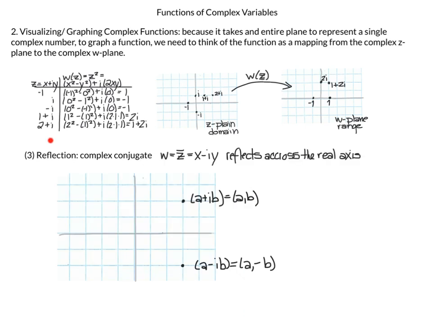And our last type of transformation is reflection, which is what happens when we take the complex conjugate. So the complex conjugate reflects across the real axis. And here's my example. You can see it's like a is equal to 3, b is equal to 2. But if we take (a, b) = (3, 2), and then we make the b negative, what you can see is we have the complex conjugate, and it reflects across the real axis.